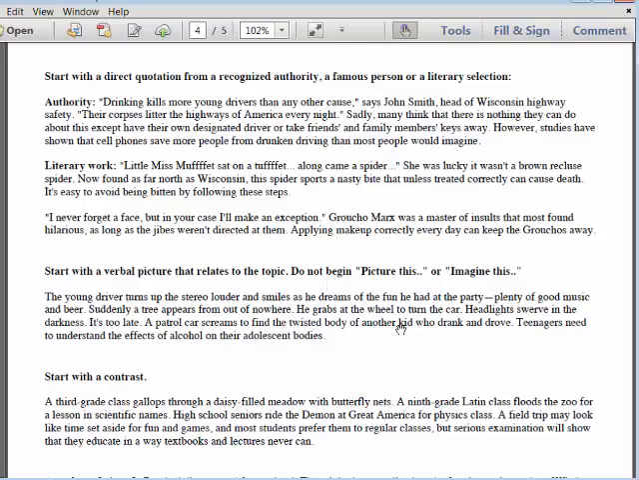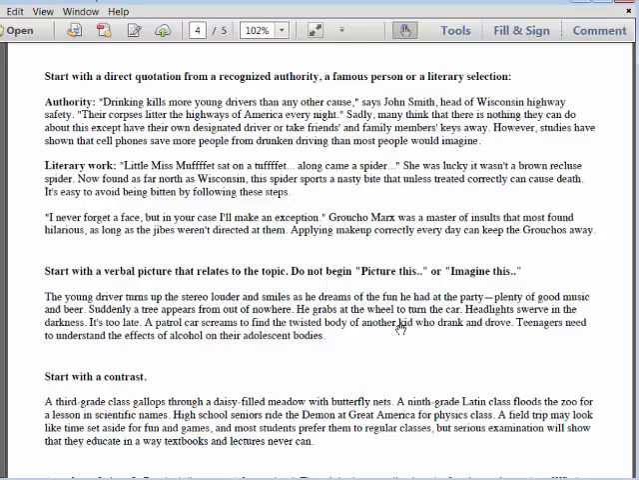It's easy to avoid being bitten by following these steps. So obviously that one is for an essay that would give you directions, an instructional essay, which we're not writing, but the concept is still one you could use for your hook. I never forget a face, but in your case, I'll make an exception.